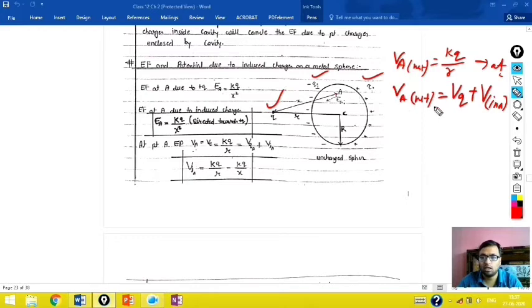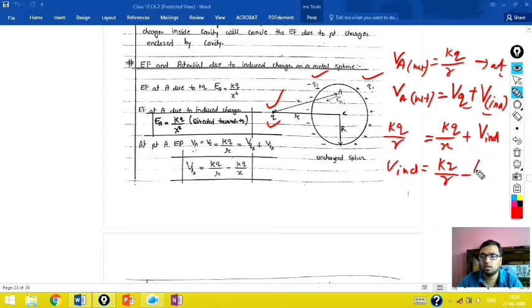So we can write V A net equal to the sum of V q plus V induced. Due to this plus q charge, the potential at A will be kq upon x, and the potential due to induced charge we don't know, but the net potential at A we know, that is kq upon r. So from here we get the potential due to induced charge equal to kq upon r minus kq upon x. So this is the simple answer.